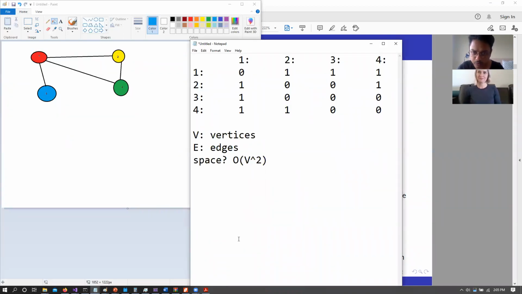Could you cut it down by not including the edges to itself? Brian, let me come back to this thing in a second.